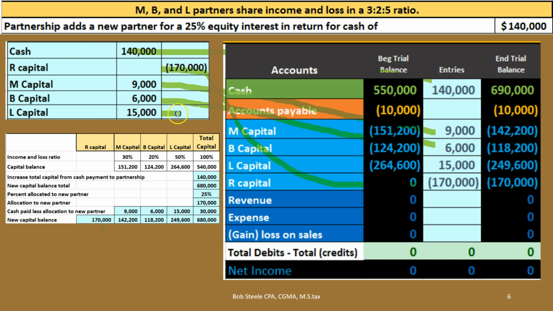And then L here has a debit of 15. So they had a 246.6 credit minus the 15 brings the balance down. Now you'll note that our ending trial balance here now ties out to our capital account balances over in our worksheet.